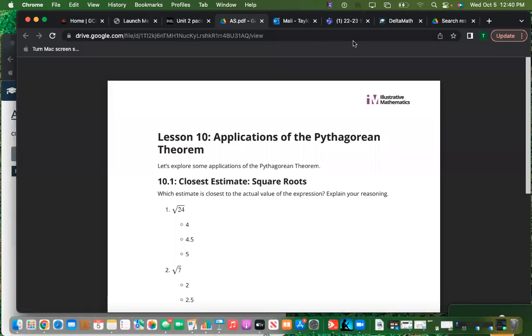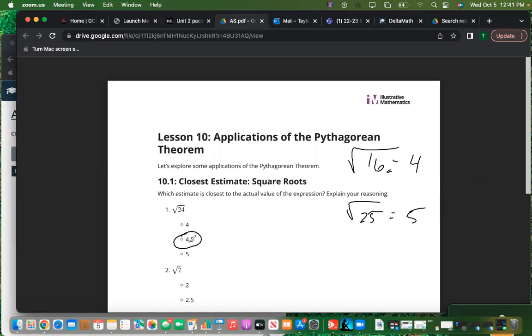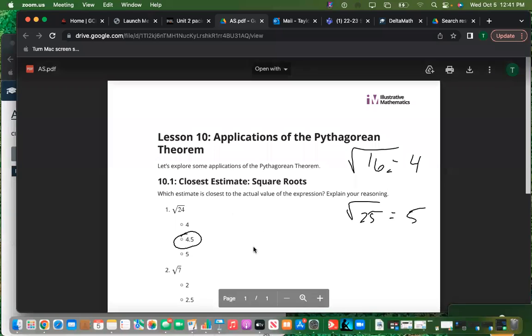Okay, so if I took the square root of 16, what would that give me? 4. Okay, and if I took the square root of 25, what would that give me? Okay, and 24 is a little less than 25. So what number would that be? Roughly, okay? Obviously I don't know exactly, but I know it's going to be in between 4 and 5, right?